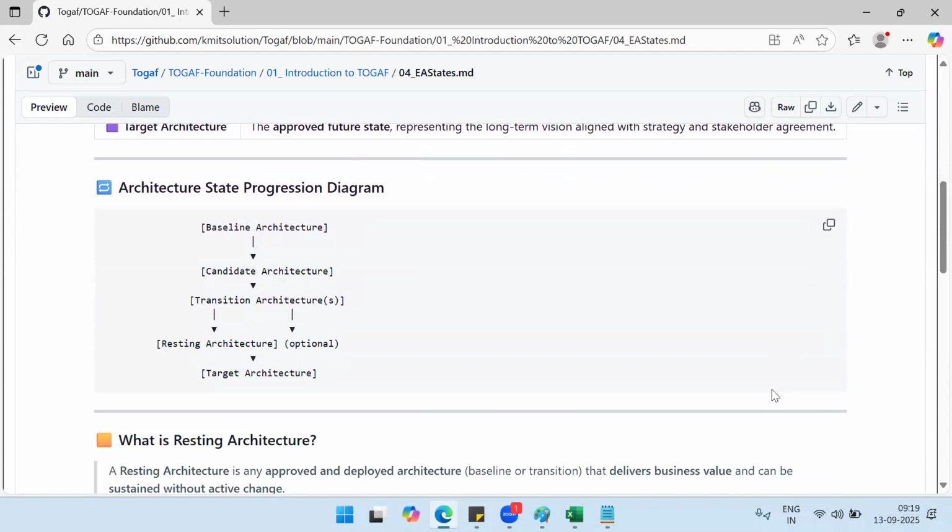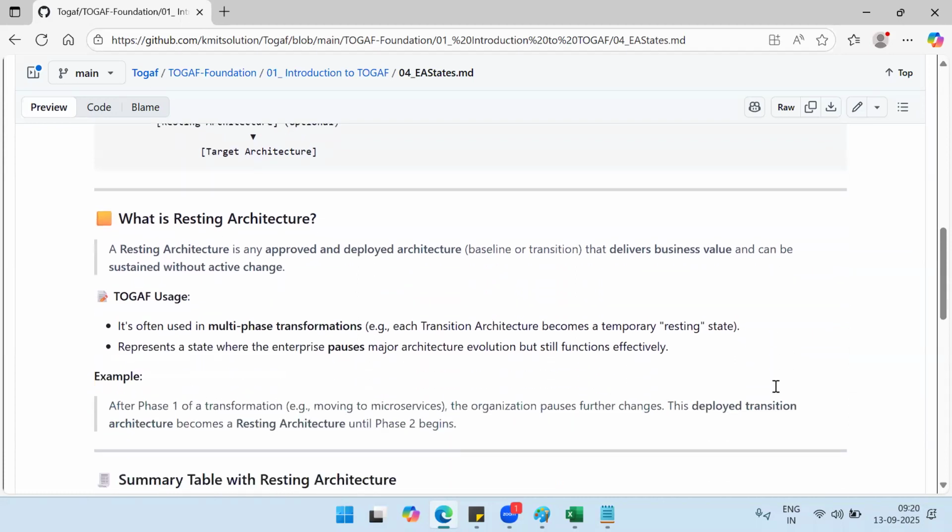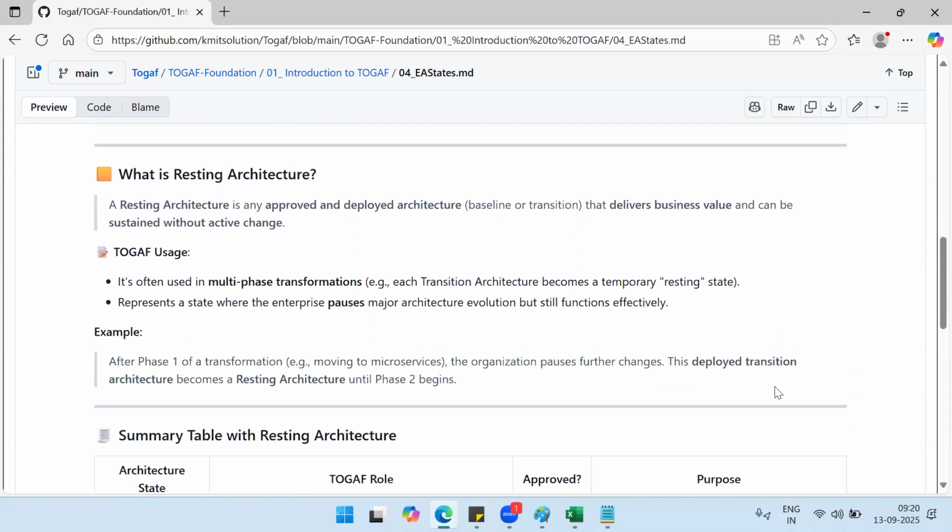Right? So this is a diagram where I am saying that baseline is the trigger point to achieve the target architecture, right? And we have the candidate architecture, the transition architecture, and in transition architecture, there may be some more states you can define by yourself. But these are the main ones, which is the resting architecture. And then we have the target architecture, right? So, what is resting architecture?